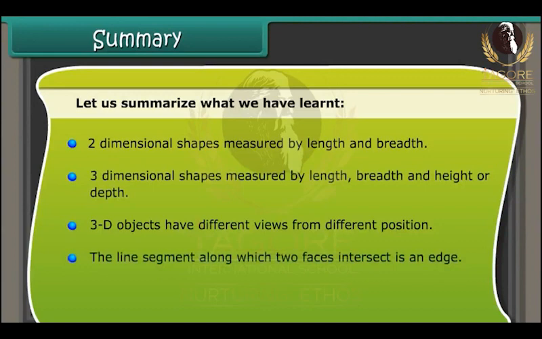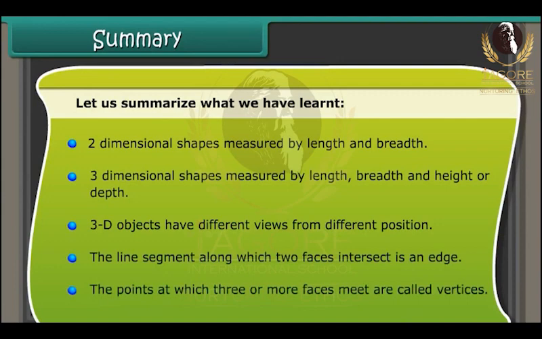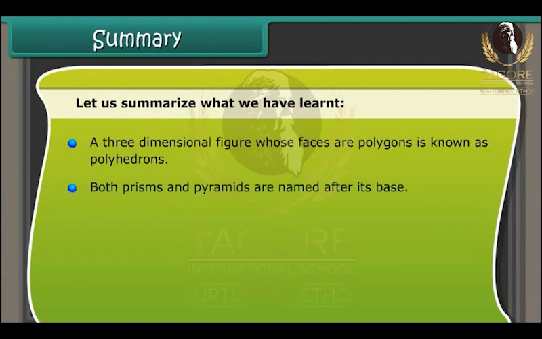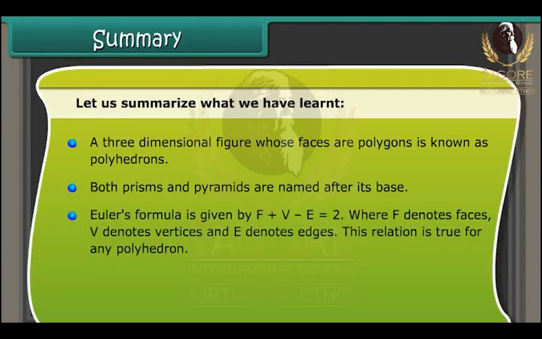The line segment along which 2 faces intersect is an edge. The points at which 3 or more faces meet are called vertices. A 3-dimensional figure whose faces are polygons is known as polyhedron. Both prisms and pyramids are named after their bases. Euler's formula is given by F plus V minus E is equal to 2, where F denotes faces, V denotes vertices, and E denotes edges. This relation is true for any polyhedron.